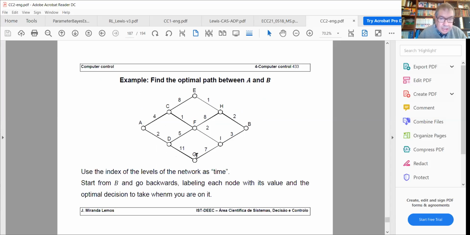So this concludes the course on computer control. Do you have any questions?